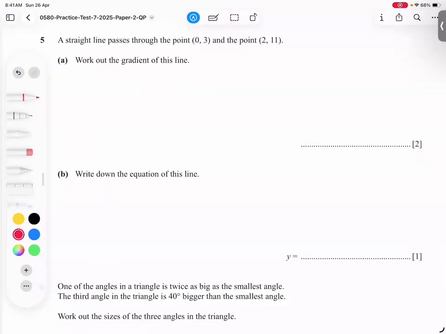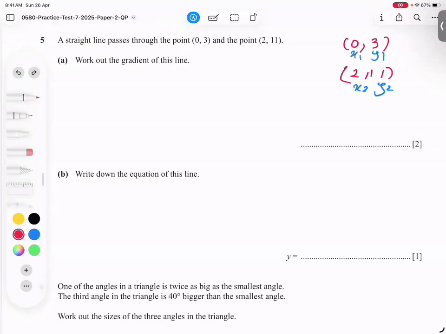Question number 5, students. We have a straight line that passes through this point and this point. I'm writing (0, 3) and (2, 11). For the sake of understanding, I label them myself: x1, y1, x2, y2. He is asking for the gradient.